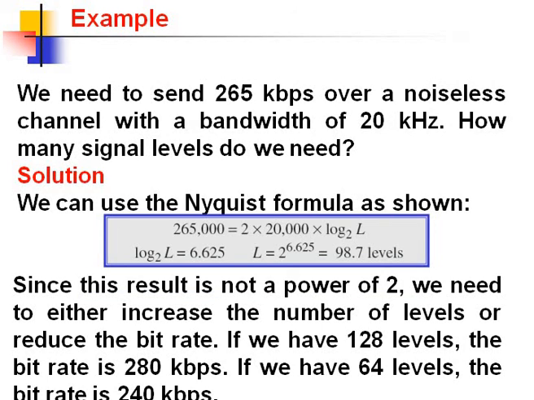Take one more example. We need to send 265 kilobits per second over a noiseless channel with a bandwidth of 20 kHz. How many signal levels do we need? According to the Nyquist formula, bit rate is equal to 2 into bandwidth into log 2 of L. Substituting all values, we get L equal to 98.7. Since the result is not a power of 2, we need to either increase the number of levels or reduce the bit rate. If we have 128 levels, then the bit rate is 280 kbps, and if we have 64 levels, then the bit rate is 240 kbps.